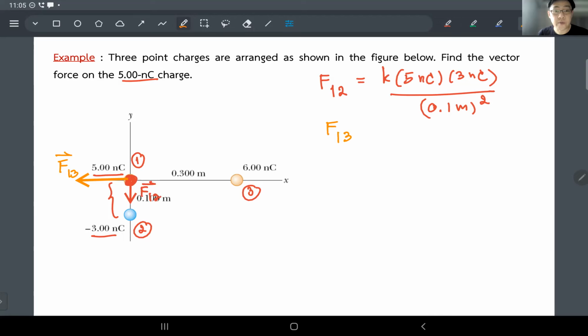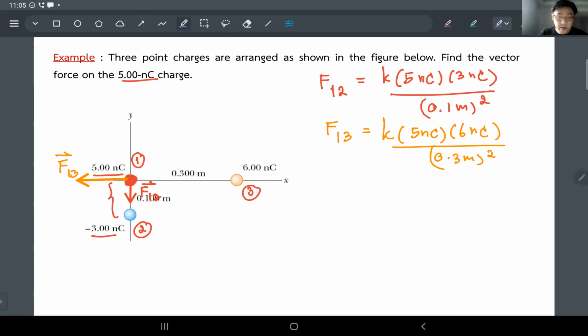Cool. All right, and now the magnitude of F13 is going to be K, Q1, Q3. The pair always comes in pairs. So it's going to be 5 nanocoulomb, that's the Q1, and 6 nanocoulomb, that's for the orange one, divided by the separation, which is 0.3 meter, the whole thing squared. Cool. All right, now you have the magnitude and directions of these two forces.